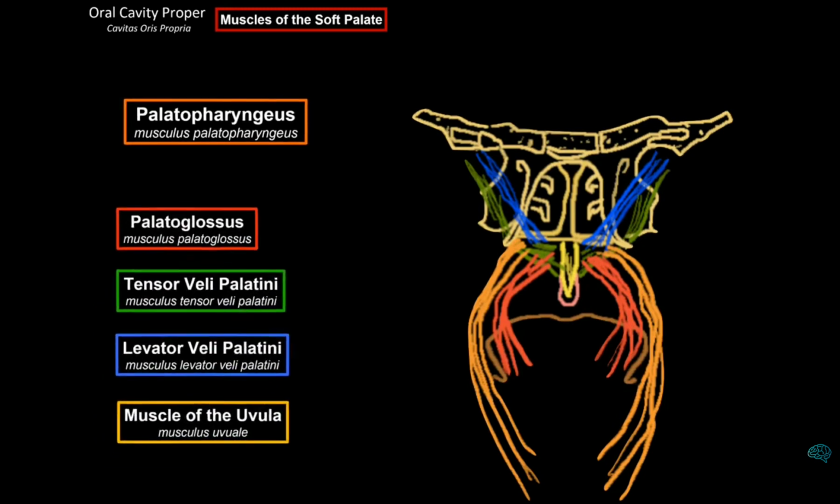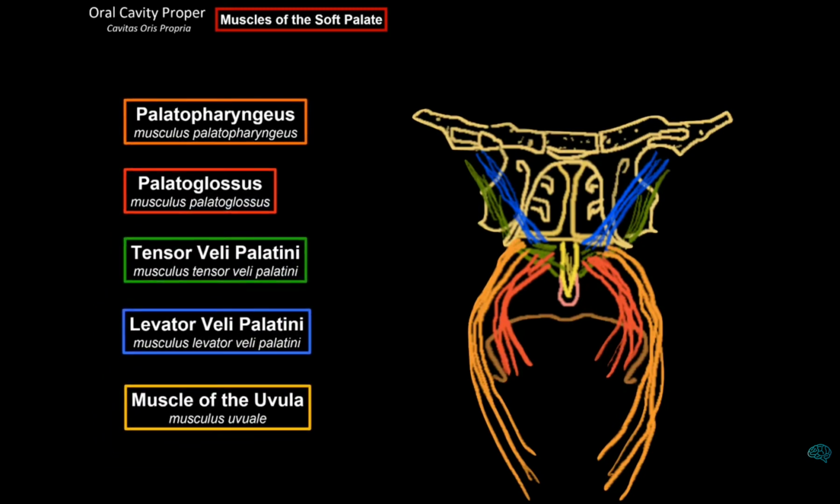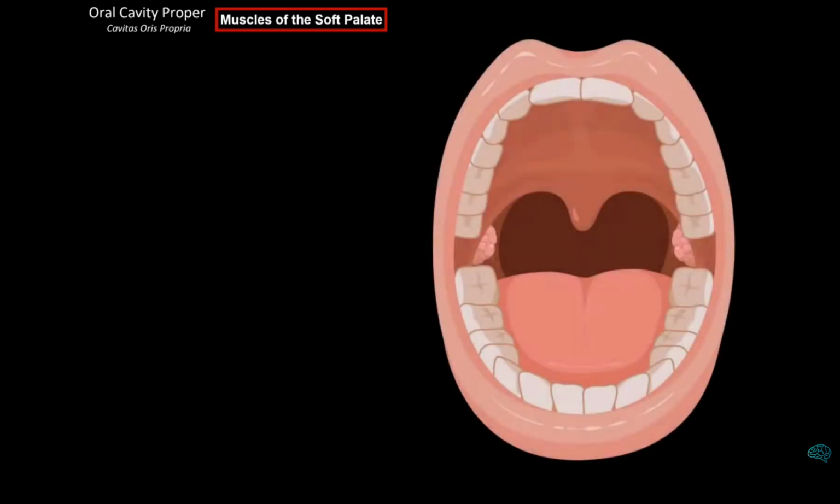So these 5 are the big guys when it comes to the soft palate. They are the main muscles. But these 2 up here are special, the palatopharyngeus and the palatoglossus muscle. The reason why they're special is because the palatoglossus muscle is going to form an arch as it goes from the soft palate to the tongue, called the palatoglossal arch.